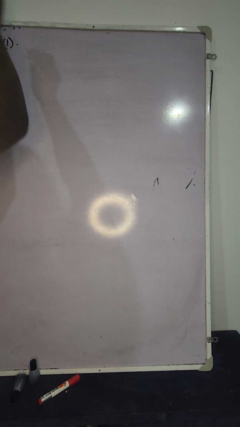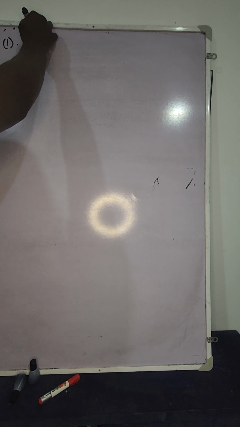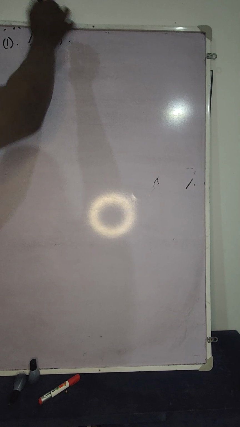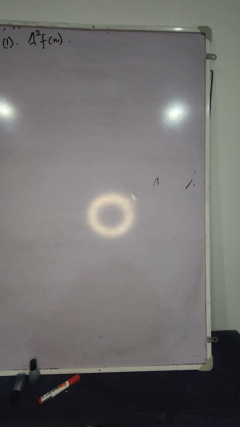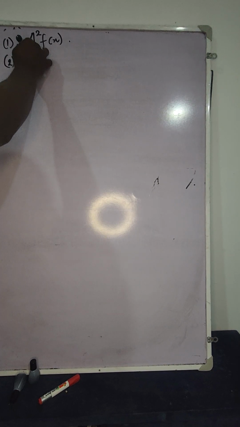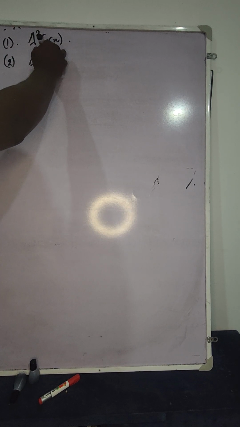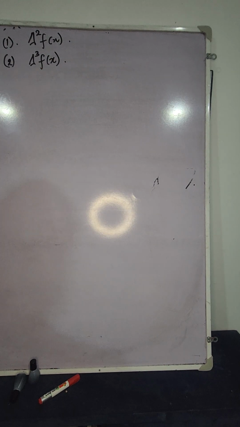Alright. Question number one. They said, what would be the forward difference squared of f of x? Question number 2. What will be the forward difference cube of f of x? So let's solve that together.